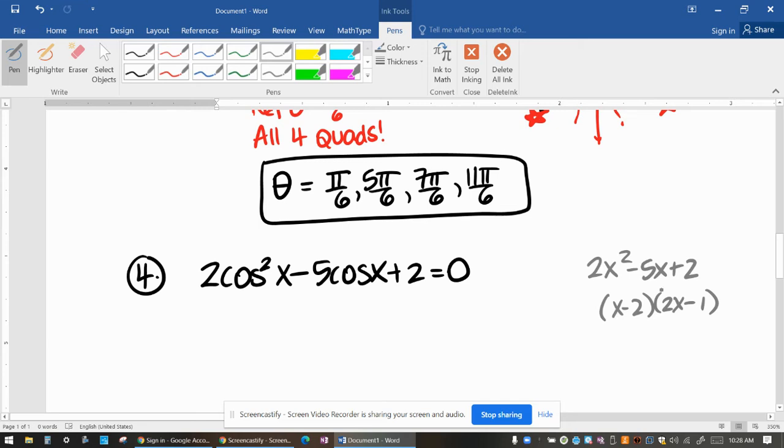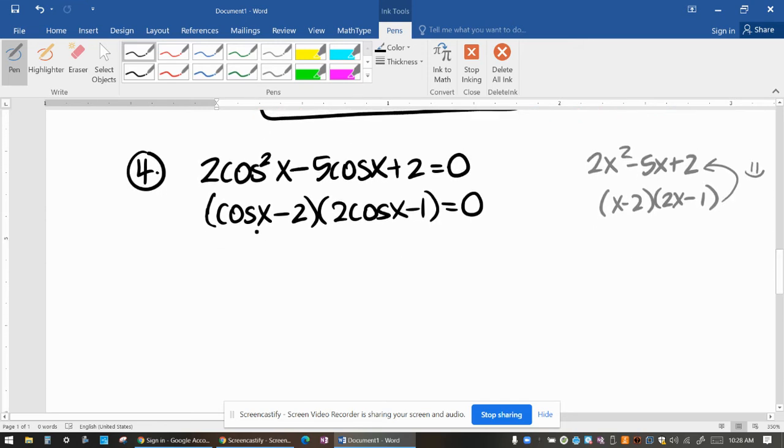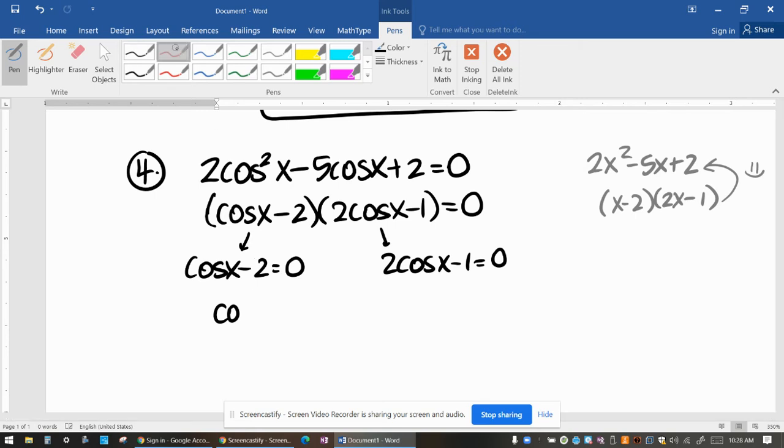But if I distribute this, I'd get 2x squared minus 1x minus 4x plus 2. So it works. Okay, so I'm going to go ahead and factor it over here. That's going to be cosine of x minus 2 and 2 cosine of x minus 1. Because both of these factors are linear, I need to set each one equal to 0 in order to keep solving. So add 2 to both sides, right? You're going to add 1 and then divide by 2.